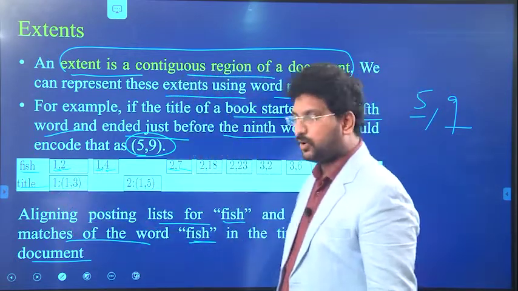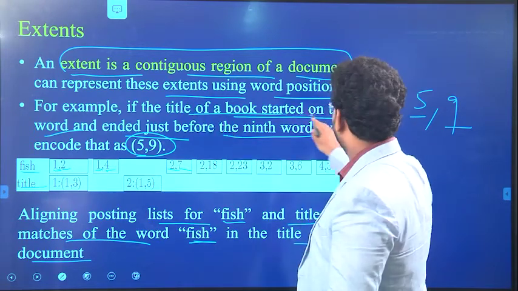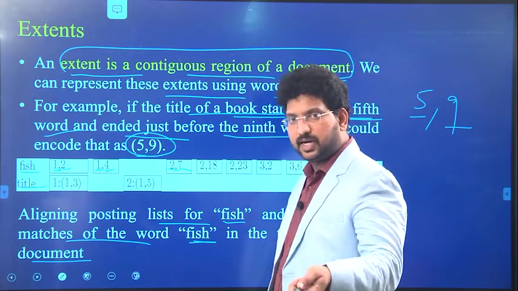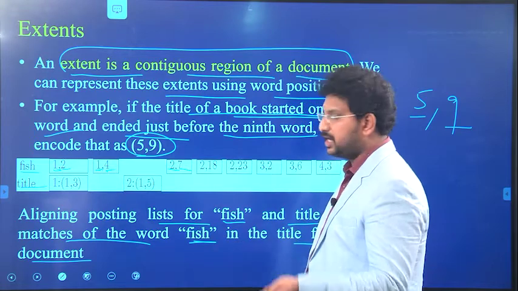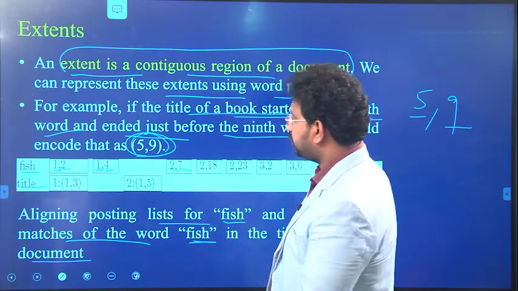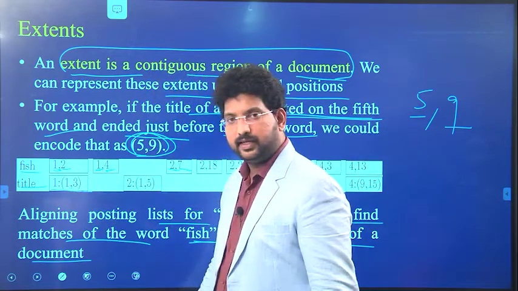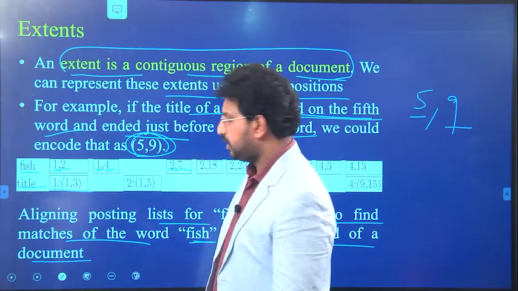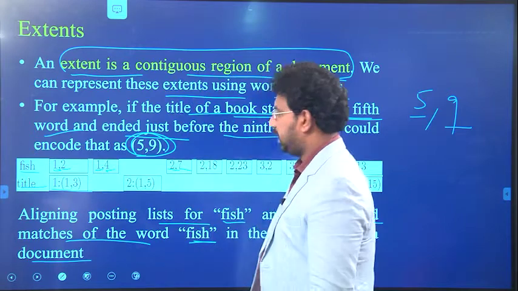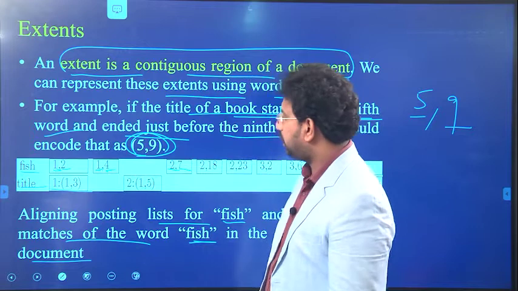For the title, if it starts at the fifth word and ends before the ninth, we encode it as 5,9. Here we represent this one as 1:1,3, and the next ones are also like that.